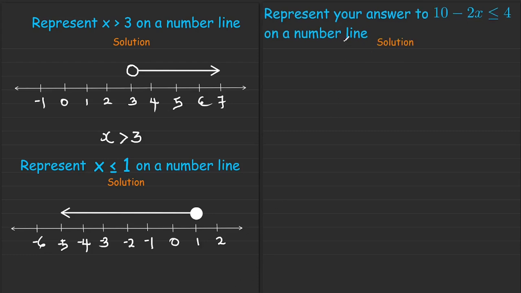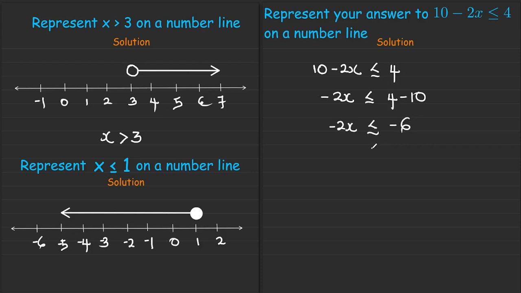So what do we have here? We have to represent your answer to 10 minus 2x less than or equal to 4 on a number line. So this simply means we need to solve first. So we have 10 minus 2x less than or equal to 4. And how do we go about it? We'll take the 10 to the right hand side so that we have negative 2x less than or equal to 4. Then since the 10 is crossing, it becomes a negative 10. We have negative 2x less than or equal to 4 minus 10, which gives us a negative 6.